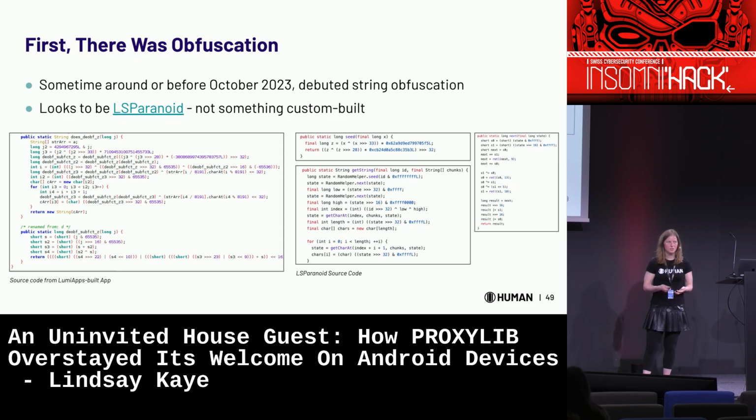In the first versions, the strings in the Java code were not obfuscated in any way. Sometime around or before October 2023, they started with string obfuscation. You can see on the left, your left, some of the source code from the Lumi Apps built app. This is just in JADX. It looks pretty good, cleaned up pretty well. And then what you can see is the source code of LS Paranoid. Obviously pretty similar. You can use the same sort of deobfuscation techniques that you would use for LS Paranoid, so pretty sure it is in fact that. This isn't something custom built. So yes, it is a little more sophisticated, but not as much as if they had custom built it.